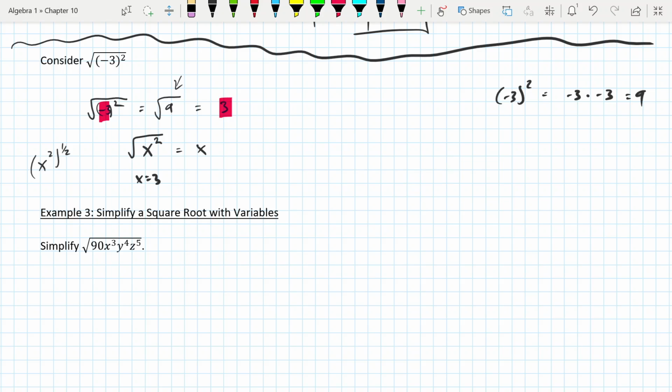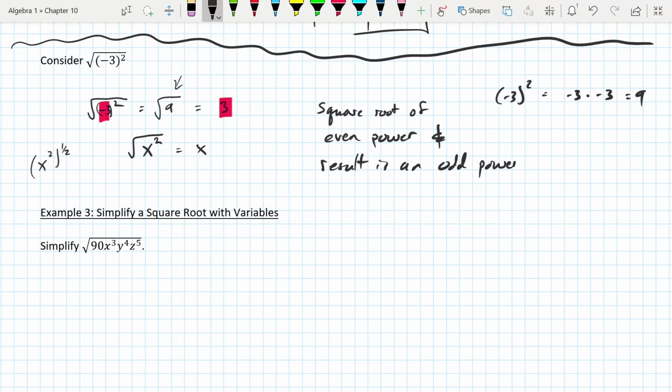The way we fix that problem is anytime you're taking the square root of an even power, and the result is an odd power, absolute value. So here we're taking the square root of x squared, so we're taking the square root of an even power, and the result is an odd power.